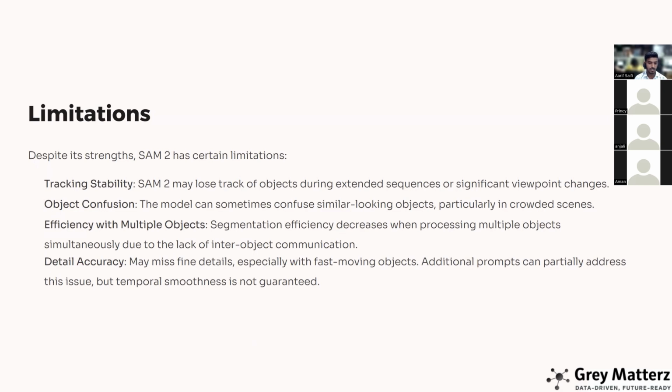Its efficiency drops when processing multiple objects at once. Fine details may be missed, especially with fast moving objects. For example, in a scene where two similar cars pass each other, SAM2 may confuse the two or lose track of one. However, with further input points or fine tuning, this can be improved.